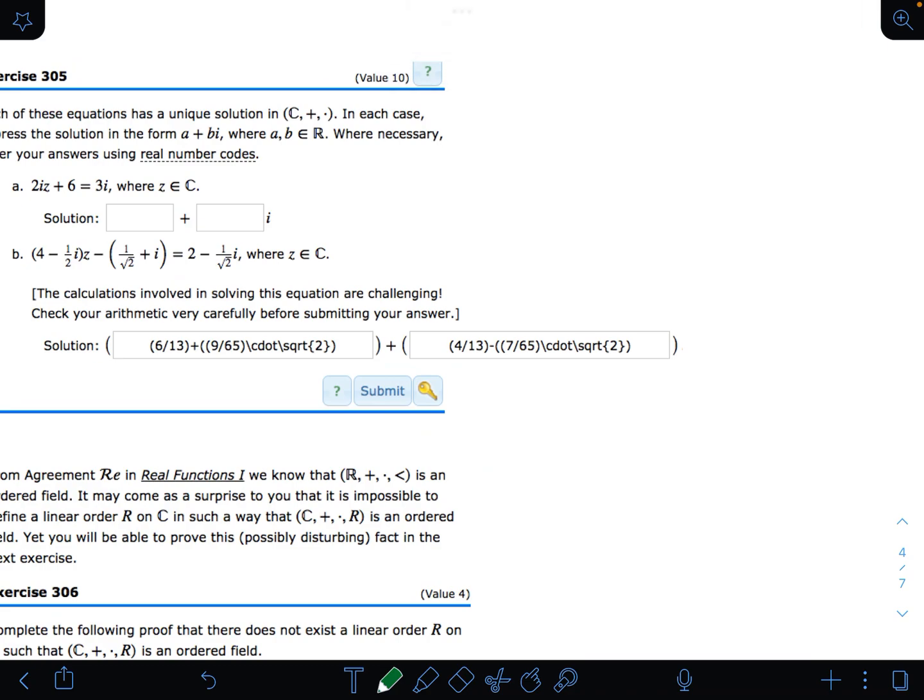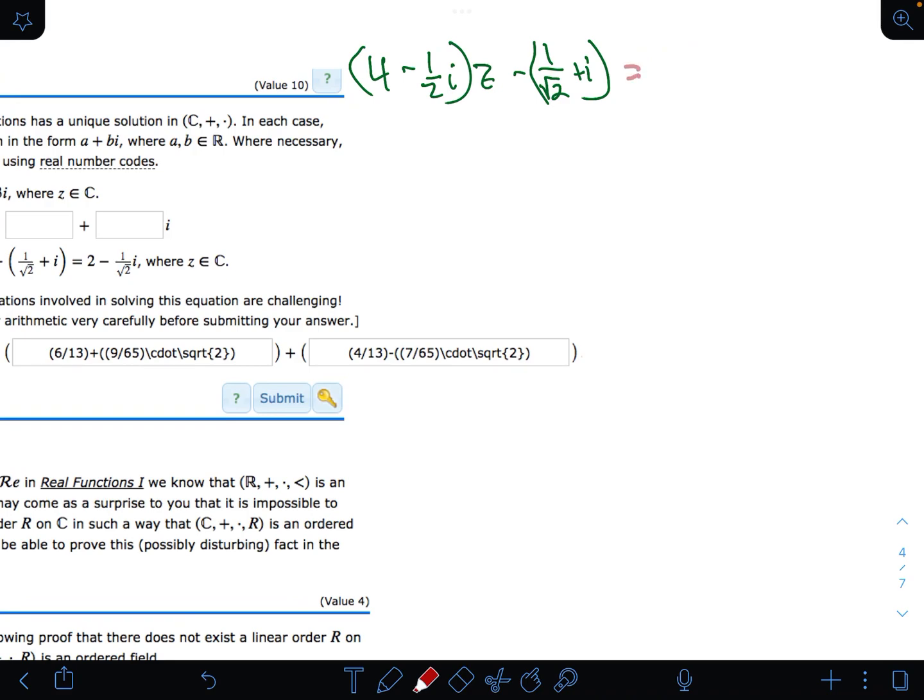So we'll take this. All right, we got that (4 - 1/2 i) times z. That's the variable. The z is going to be the variable here. And I've got this minus (1 over root 2 plus i), quantity right here, equals 2 minus 1 over root 2 i.